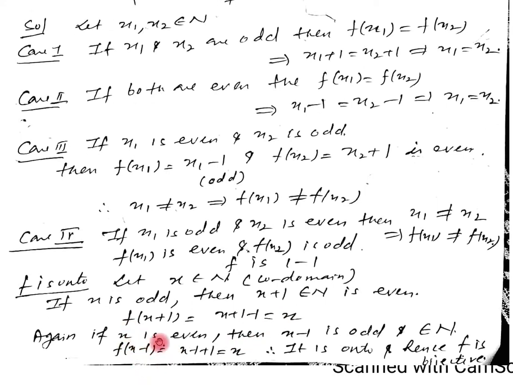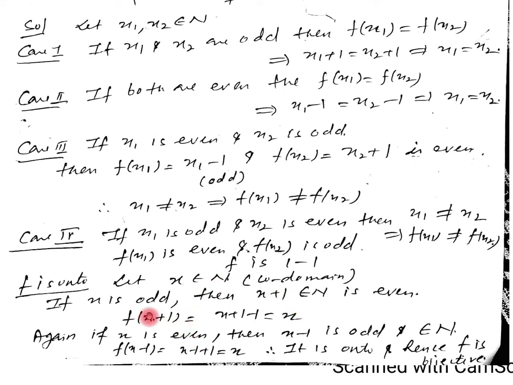Let us take another case. If x is even, then x minus 1 is odd and it belongs to N. And the image of this again we are getting equal to x. So in both the cases, first we have taken x odd, another we have taken x even, in both the cases it has at least one preimage in the domain.